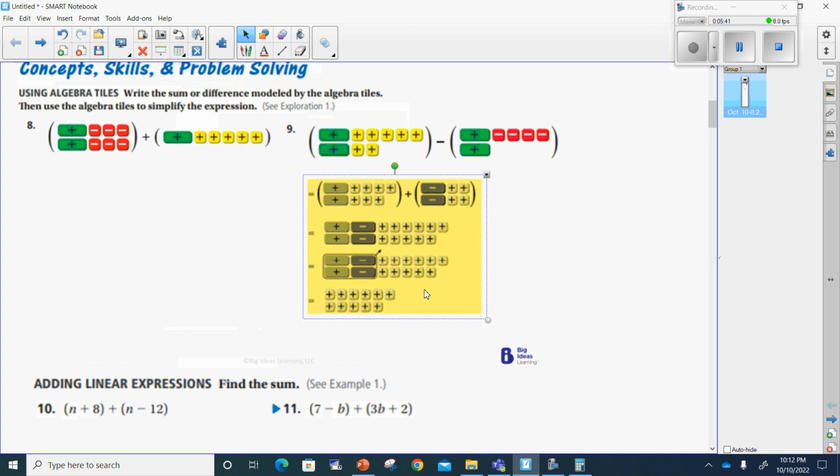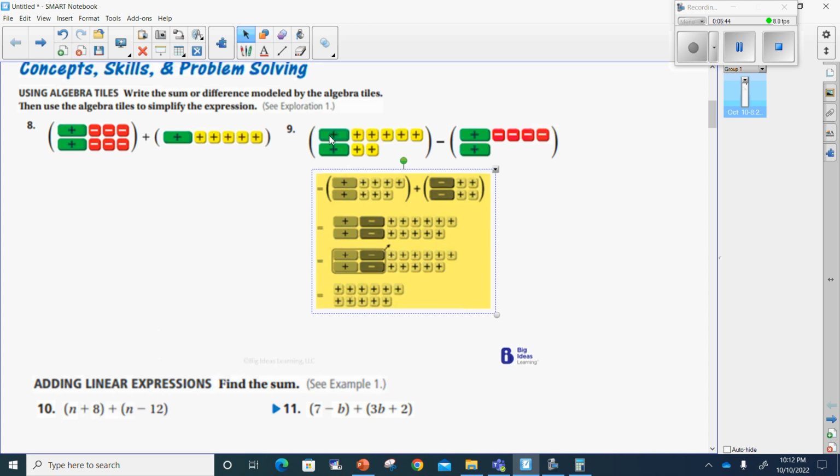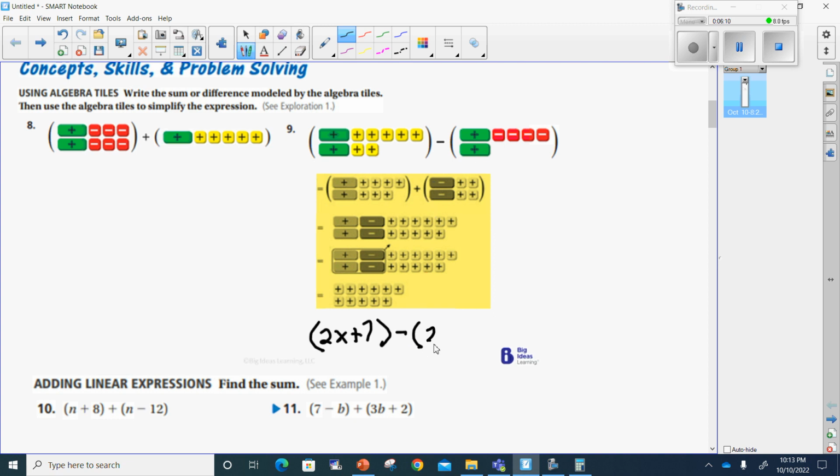There we go. We're taking 2 times a number, and that's what they have here. That's going to be 2x and then plus 7, right? So if I wrote this out, this is going to be 2x plus 7. We're going to be subtracting, because there's a minus sign here, 2x minus 4.